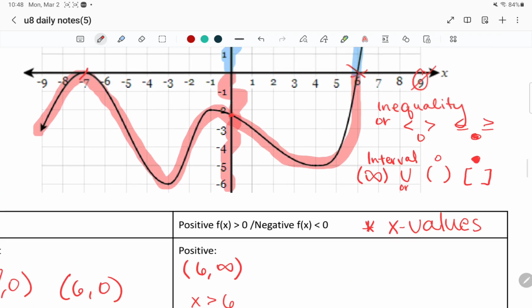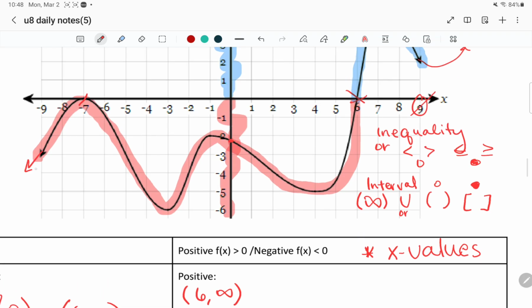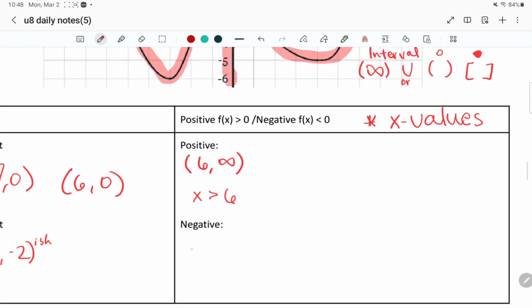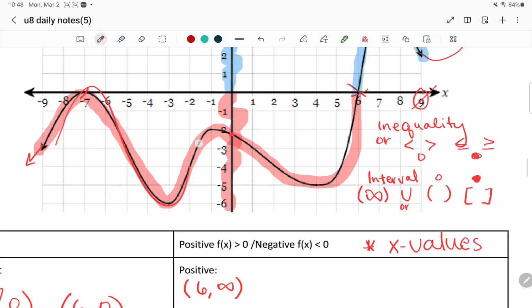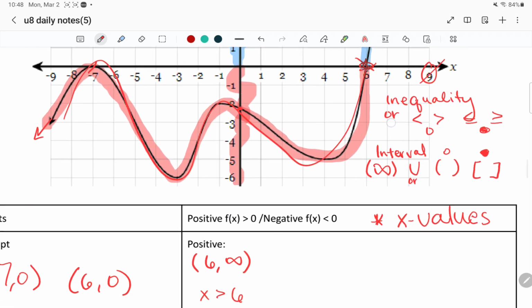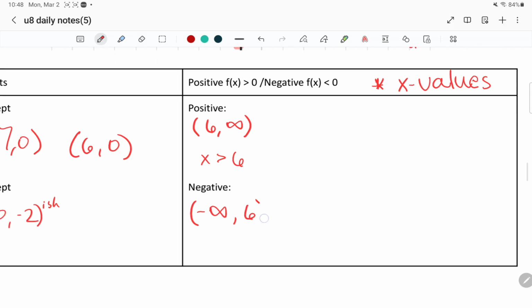Negative, when it's negative, well, I'm starting down here. We always go left to right. So my most left negative spot is, well, negative infinity. And then my graph goes and goes and goes, and it stops being negative at 6. Okay, in inequality notation, that's everything less than 6. So those are your two options, okay?